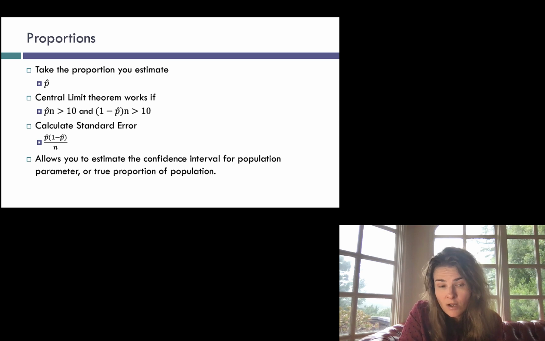But once we do, proportions are normally distributed too, and we can calculate a standard error using this formula of the proportion times 1 minus the proportion, the calculated proportions, divided by n. That is going to give us the standard error. And we're going to build confidence intervals and do similar things using proportions.